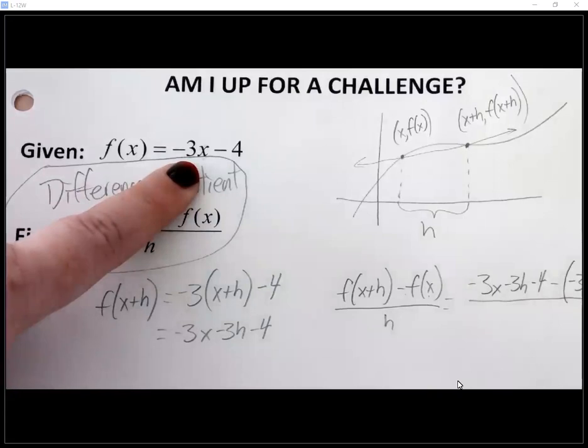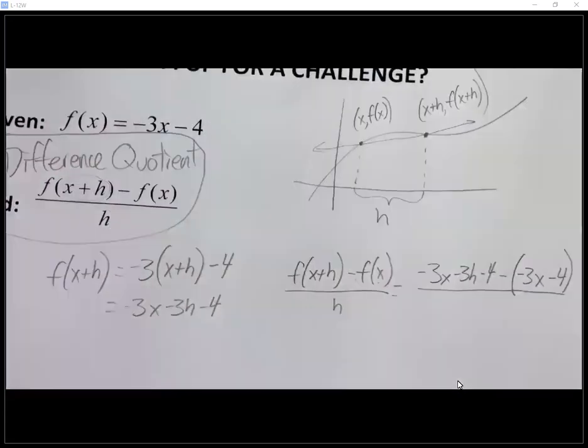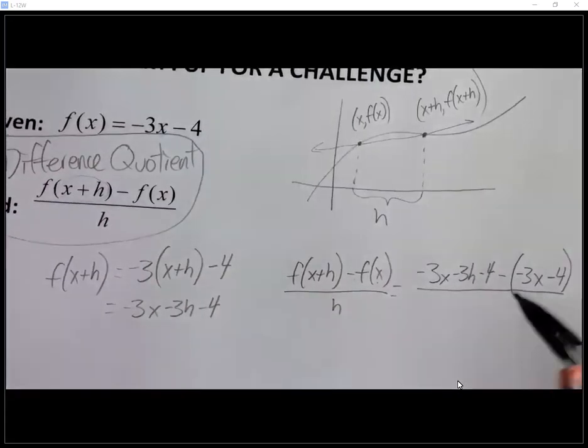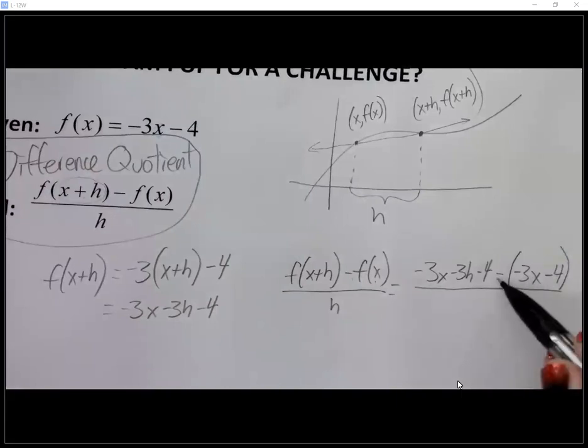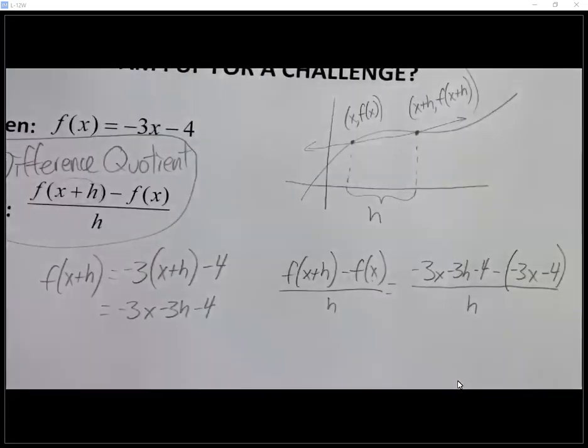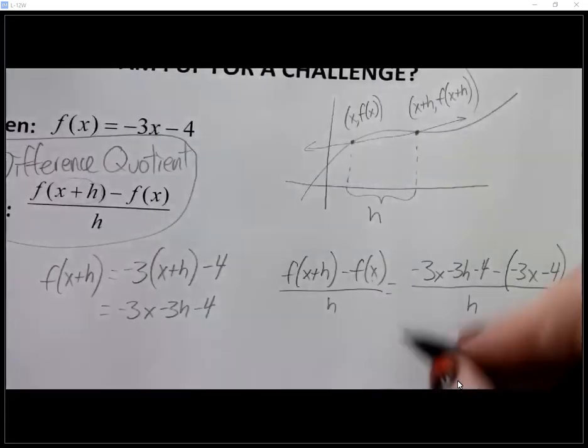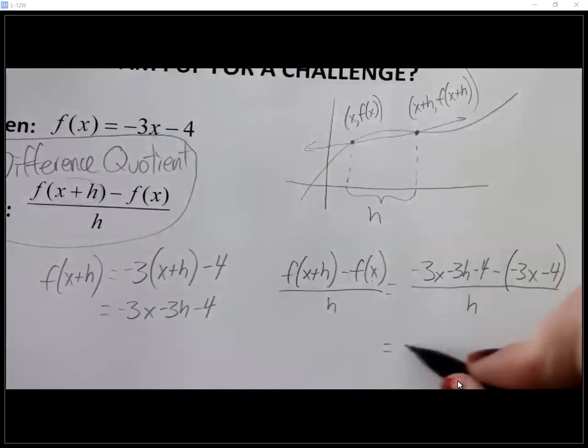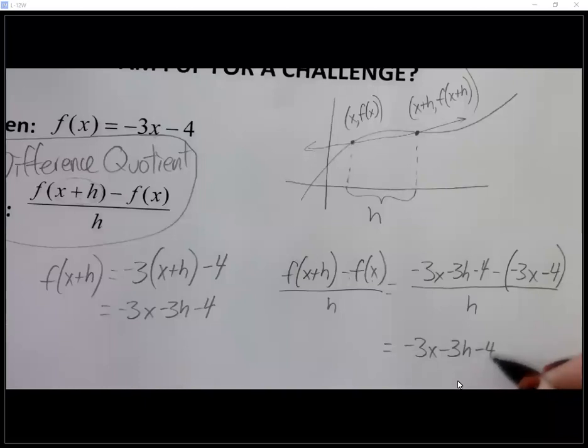So I put it in parentheses, I'm sorry, for a reason, right? I need to subtract all of this, so I'll have to distribute that negative. And then in my denominator is just an h. So let's kind of simplify this and see what comes out. -3x minus the 3h minus 4. Now we'll have a plus 3x and a plus 4 all over h.